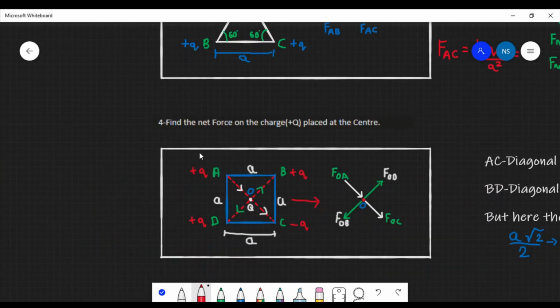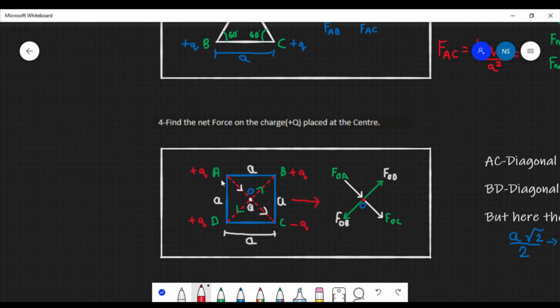In the fourth question we are told to find the net force on a charge Q which is placed at the center of this square. So let us begin. Here we have taken a square ABCD. In that, at the center O there is a charge Q, and we are told to find what is the net force on this.